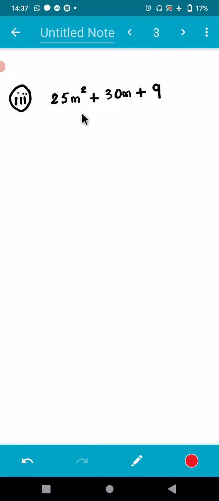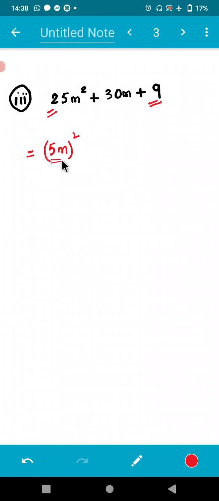According to sum number 3, again we see that we have a plus sign in between all the terms. So again we'll apply the first identity. But what is the first thing we have to do? First term and the last term. So 25m square. We have to convert this 25m square into the whole square form, that is a square. So in place of 25, we will write 5, then we'll write m, and then we'll give this bracket. That is a square.